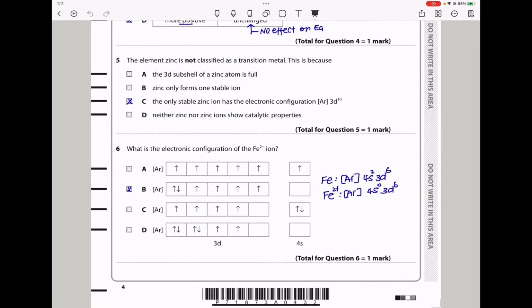In question 6, what is the electronic configuration of the iron 2 plus ion? Remember, iron has 26 electrons, so we have argon 4s2 3d6. But iron 2 plus has lost the 2 electrons from the 4s, so it's going to be argon 3d6, which is going to be this as my answer.